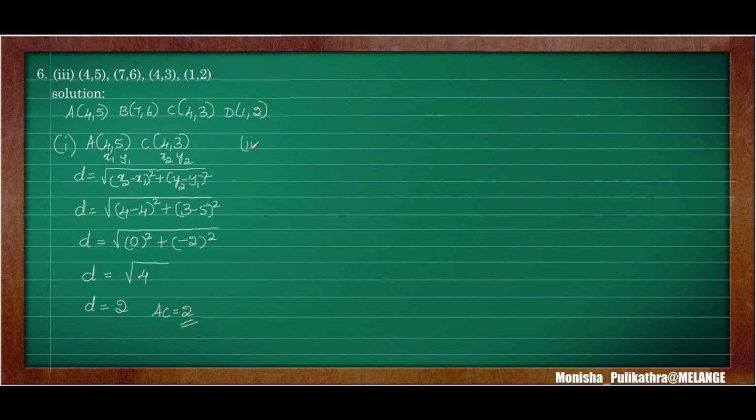So next, second case, we need to find out BD. Here B is 7, 6 and D is 1, 2. So x1, y1, x2, y2. Apply distance formula. D is equal to square root of x2 minus x1 whole square plus y2 minus y1 whole square. So d is equal to x2 is 1 minus x1 is 7, 1 minus 7 whole square plus 2 minus 6 whole square.